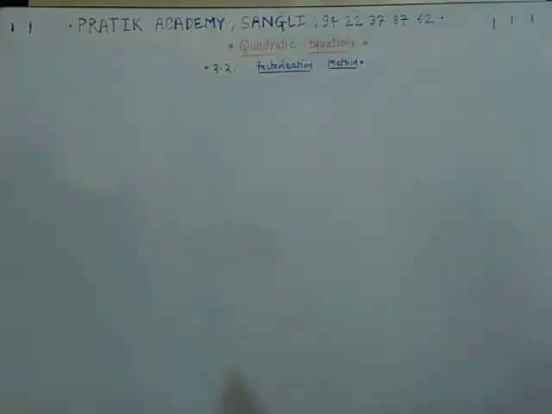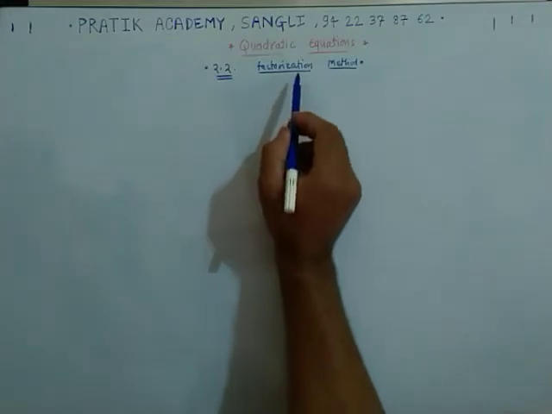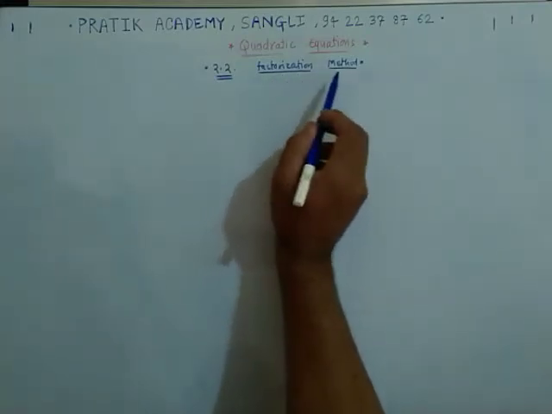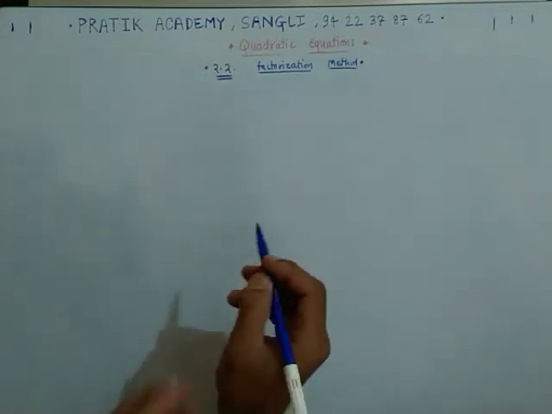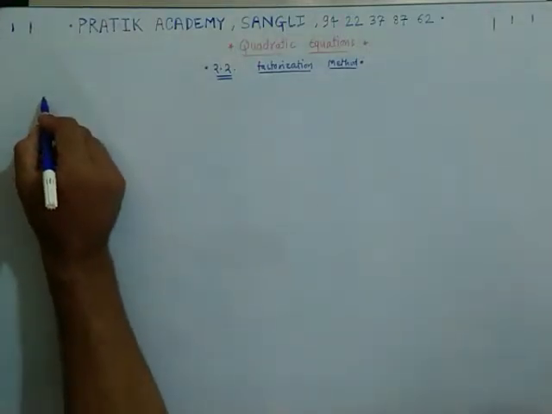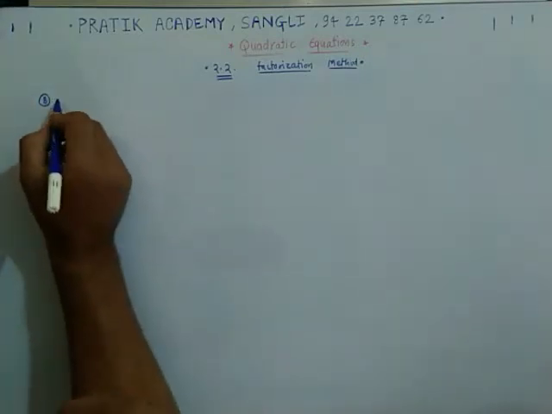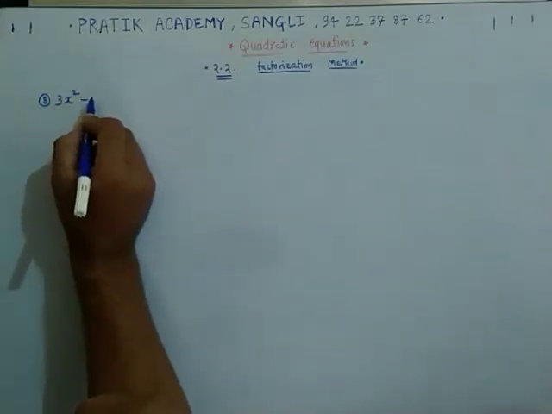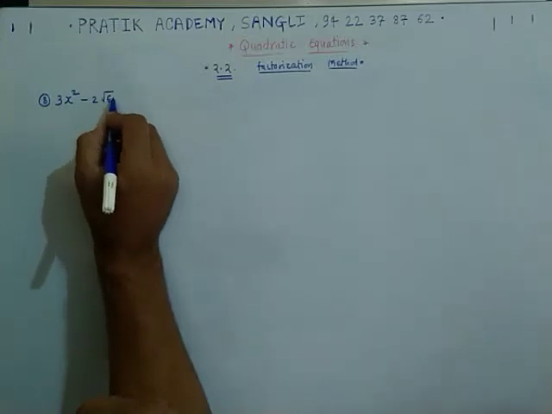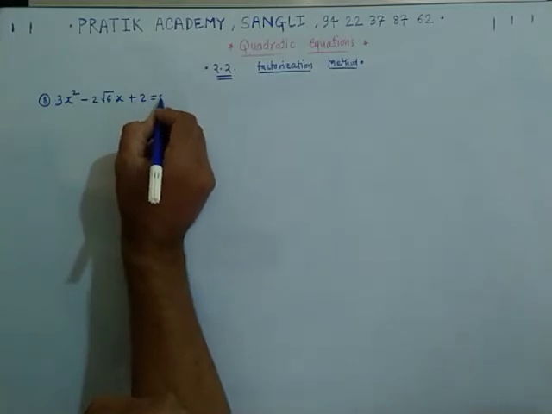In the previous video, we solved some numericals from practice set 2.2 which are based on the factorization method. In this video, we will solve some other examples. Let's start with problem number 8 first. So this is 3x square minus 2 root 6x plus 2 is equal to 0.